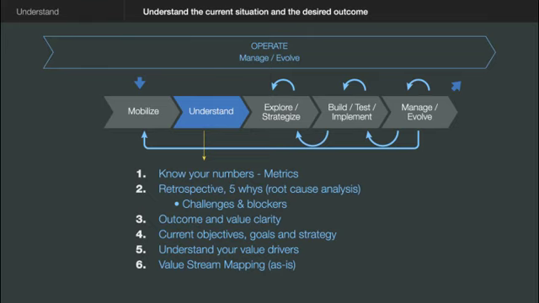So to summarize, be prepared with your numbers, whatever you have. Do the retrospective. Now this retrospective could be done before you go into the workshops, or you can do it during the workshops. Do the root cause analysis to identify the challenges and blockers, identify your outcomes and the value that you add, the current objectives, goals, and strategy, and finally, what are the value drivers? And this brings us nicely to the last stage, which is the value stream mapping of the as-is process. This will be covered in the next module.